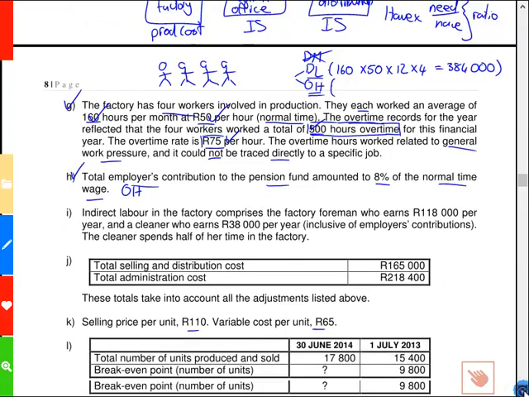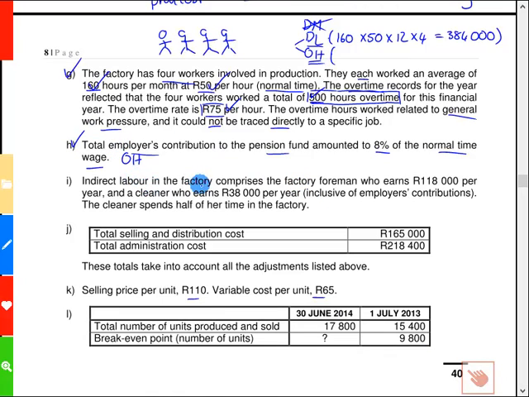Right, so now I've got more information on labor. Indirect labor in the factory comprises the factory foreman, who earns 118,000, and a cleaner who earns 38,000. It's already been told to us that this is indirect labor, but if it wasn't, ask yourself, does the factory foreman work directly on making the finished product? What are the duties of the factory foreman? He's fulfilling a supervisory role. He just checks if everybody is doing what they're doing. If people have a problem, he deals with that. So he's not working directly on the finished product.